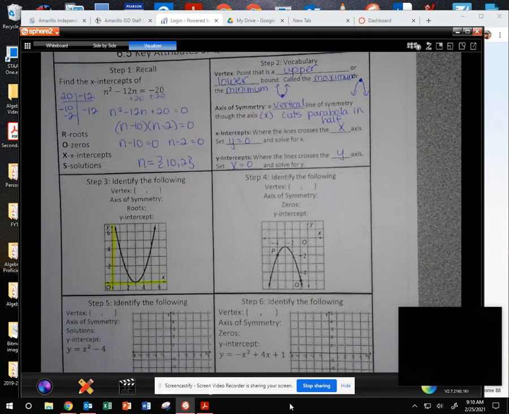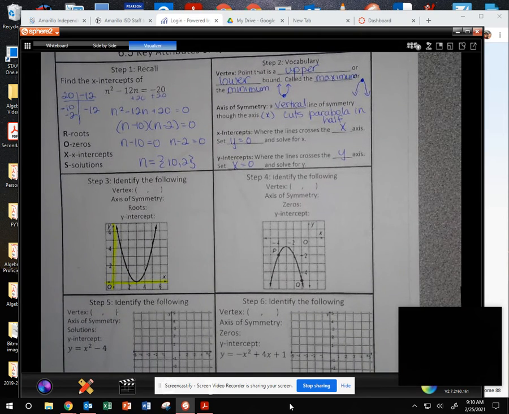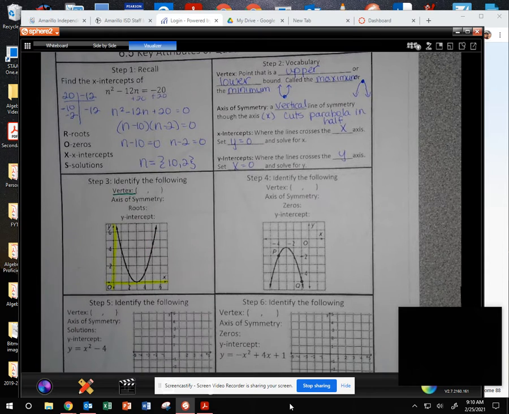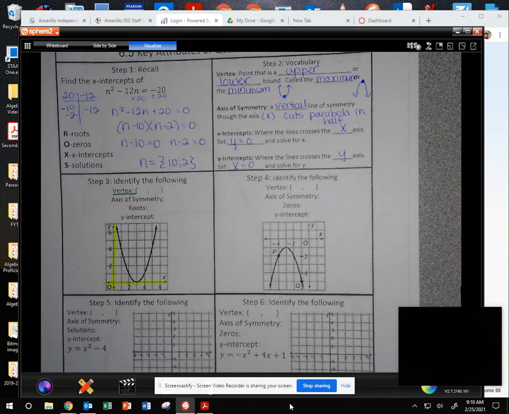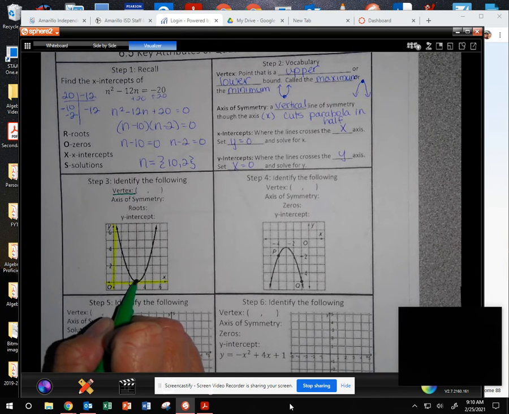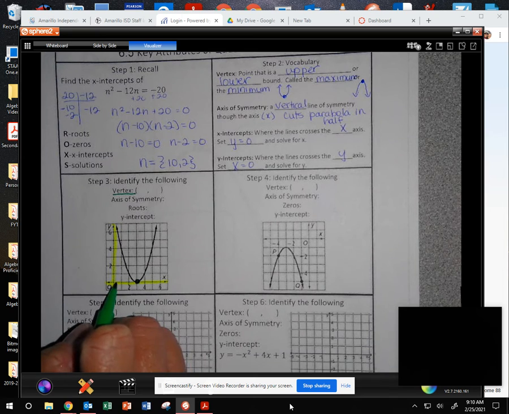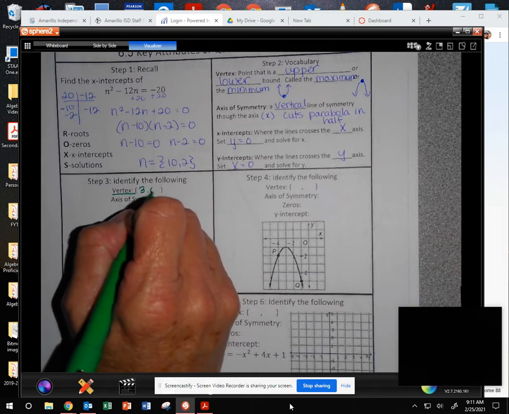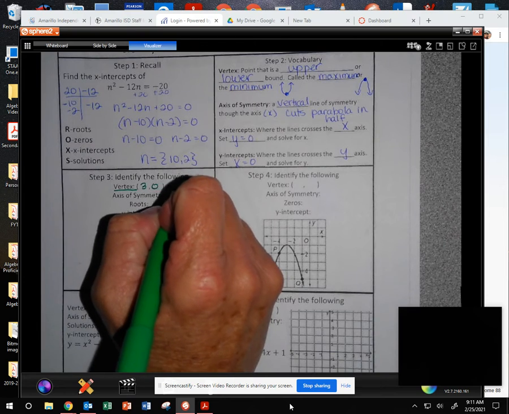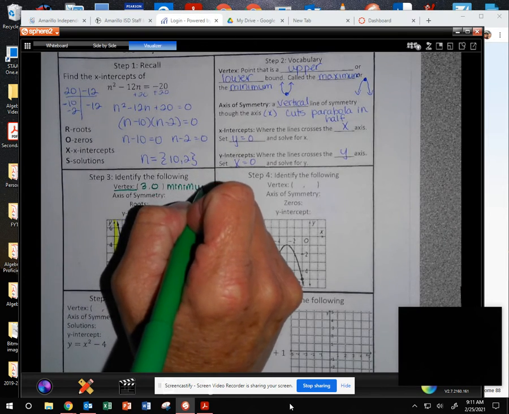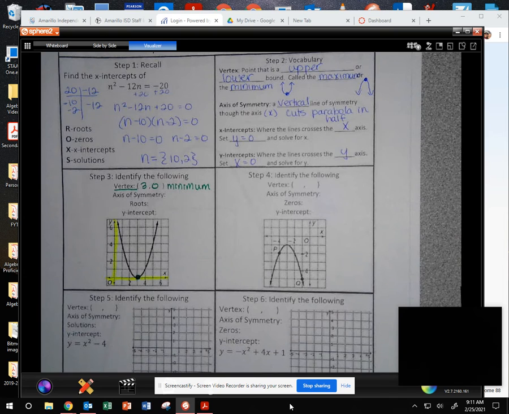The first thing I'm going to find is my vertex. This parabola opens up, so that means I'm going to have a minimum value. Where is the point at the lowest point of this parabola? It would be right here, and this point would be 3, 0. This is what we would call the minimum, because it is at the lowest point.